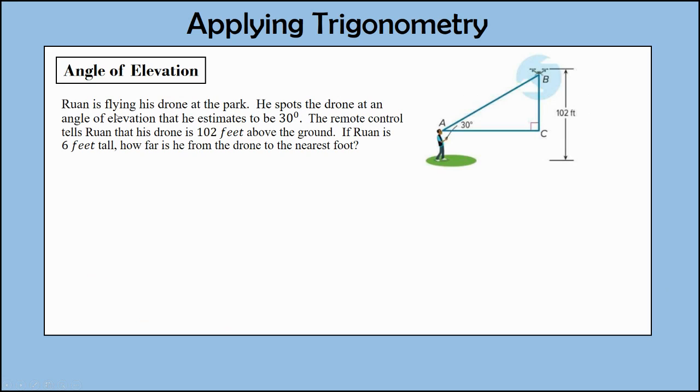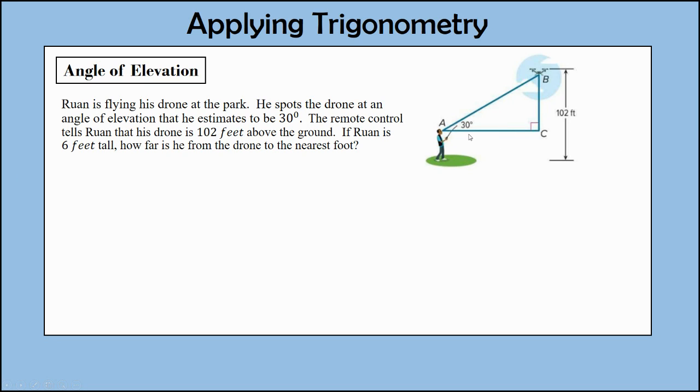All right, so let's look at the first one here. We're looking at an angle of elevation problem. It says Ron is flying his drone at the park. He spots the drone at an angle of elevation that he estimates to be about 30 degrees. The remote control tells him that his drone is 102 feet off the ground. If he's 6 feet tall, how far is he from the drone to the nearest foot?